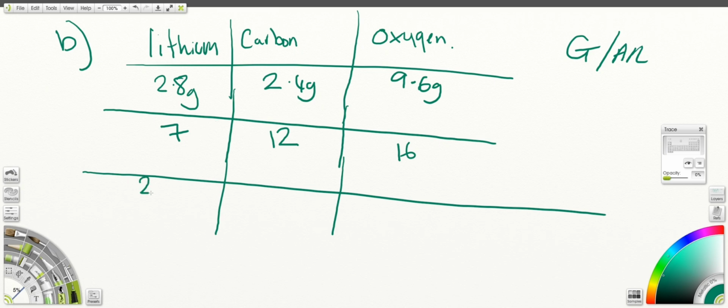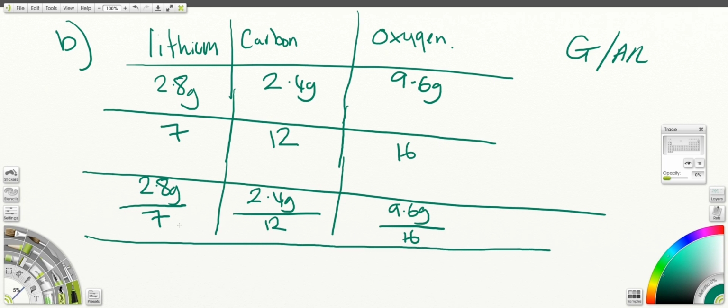So it's the grams divided by the AR, the relative atomic mass, which is 2.8, so the grams is on top, 2.4 grams, put the G there guys so you remember that the G is on top, divided by 12, and 9.6 G for grams divided by 16. Brilliant. Let's get our ratio. So once you do this bit, you end up getting your ratio, which means that you're almost done everything.